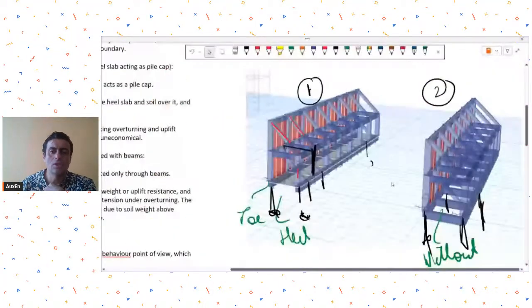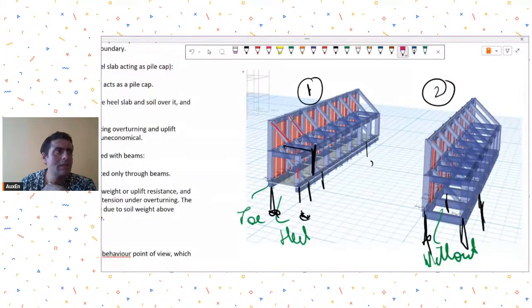I'll again go back to our OneNote, because there I can write. I'm not able to write it on the ETABS screen. So according to me, the toe and heel slab will be better. Toe and heel slab is better according to me. Why is this better?